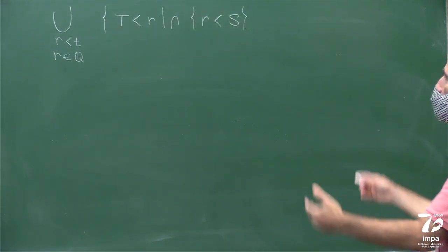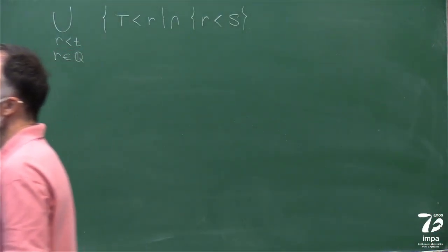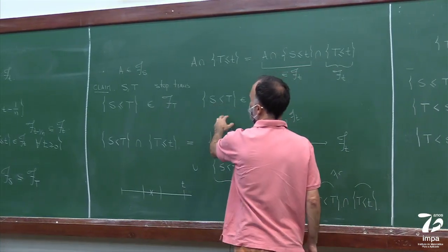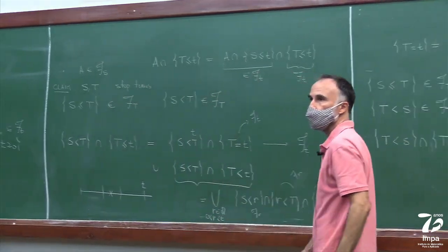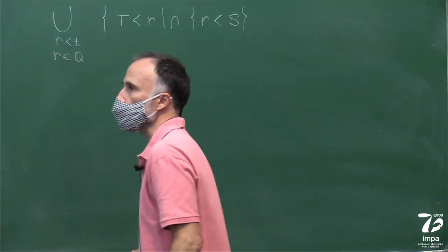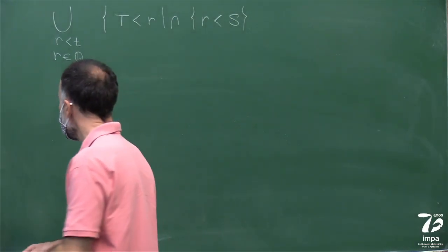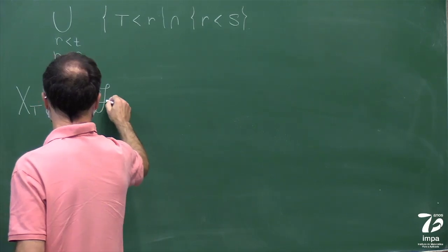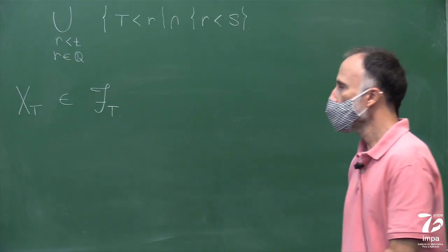And these sets are equal, and again, this set belongs to Ft. Now you can take the complements to see that, well, all these sets belong to Fs. Okay? So this is what I wanted to say about some properties of stopping times. Yes, there is one which is missing. I want to say that X_T belongs to F_T. This is another important property.